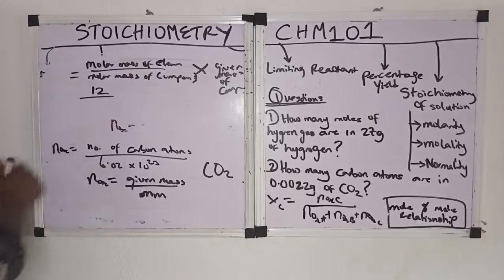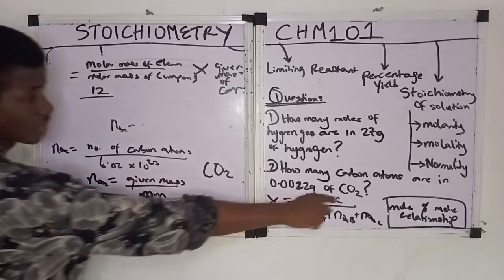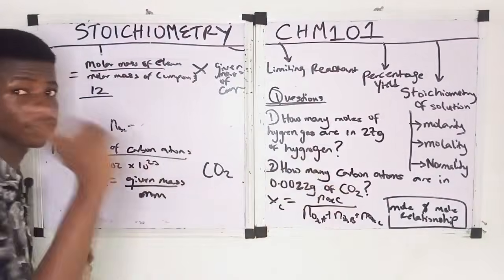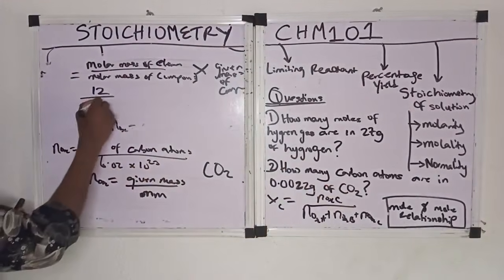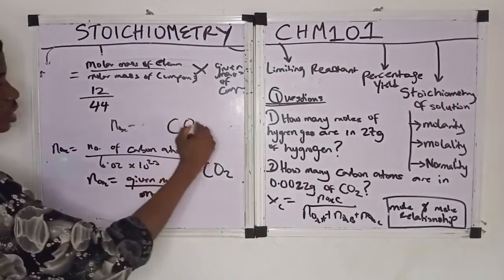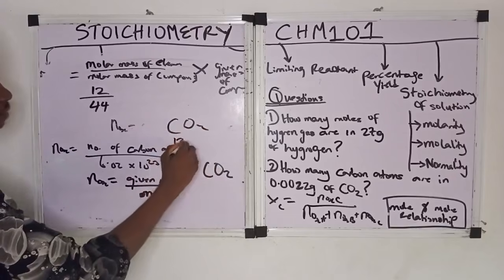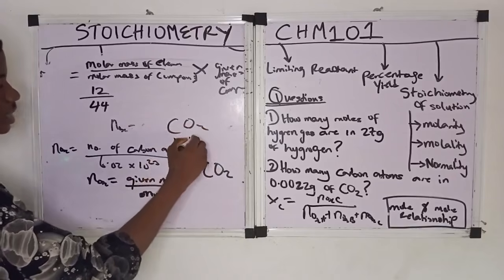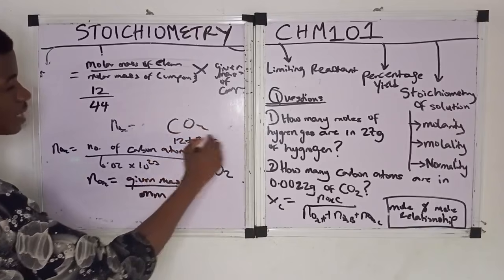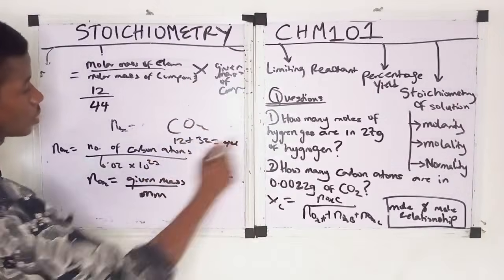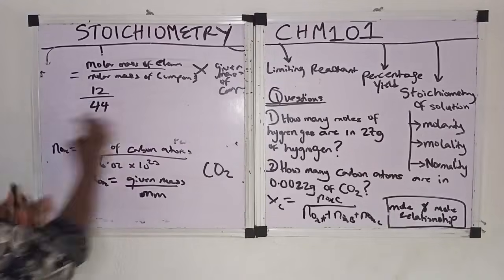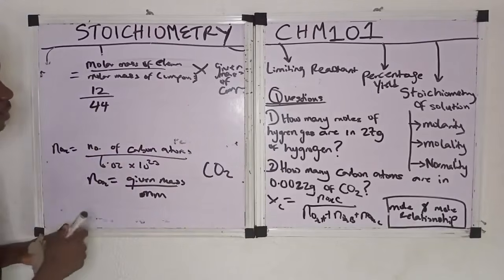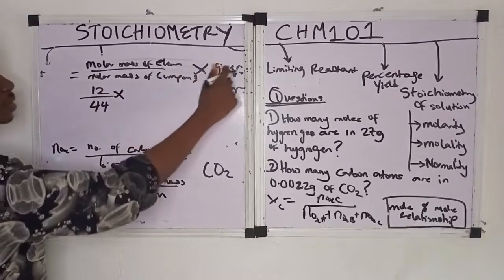Divided by the molar mass of the compound. The compound is carbon dioxide, right? What is the molar mass of carbon dioxide? The molar mass of carbon dioxide is 44. CO2: remember, carbon is 12 plus oxygen is 16, 16 times 2 gives us 32. So if we add everything, we have 44. So the molar mass of the compound is 44, then times the given mass of the compound.